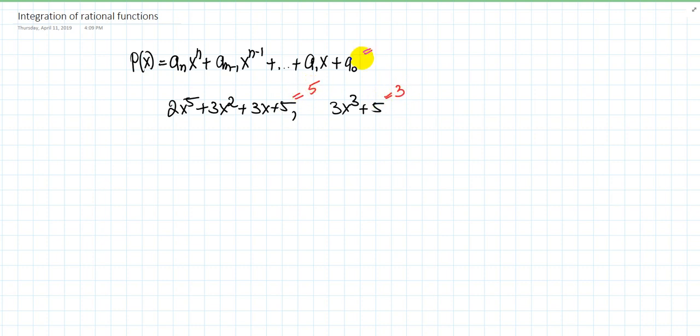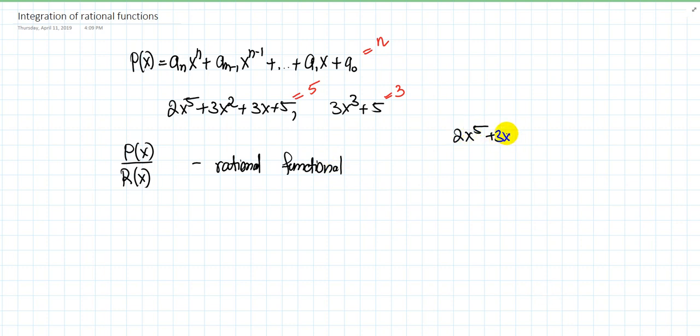What is the degree of this polynomial? It is n, okay? The highest power is called the degree or the power of the polynomial, okay? So we call a rational function a function which is written as the ratio of two polynomials, okay? So this is called a rational function. For example, 2x to the power of 5 plus 3x squared plus 3x plus 5 divided by 3x cubed plus 5 is called a rational function, okay?